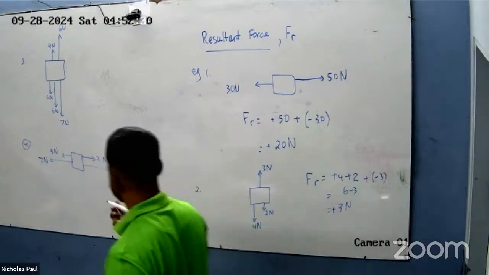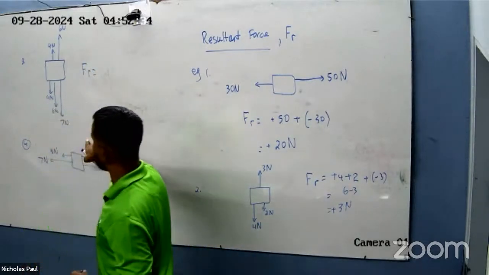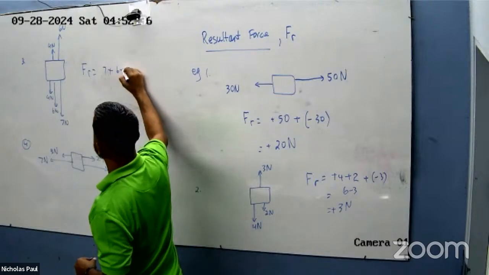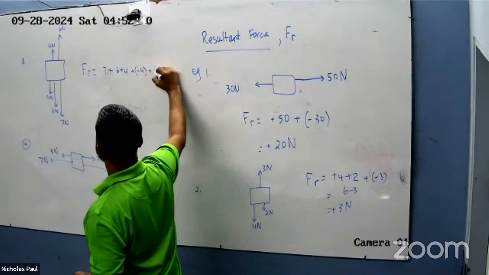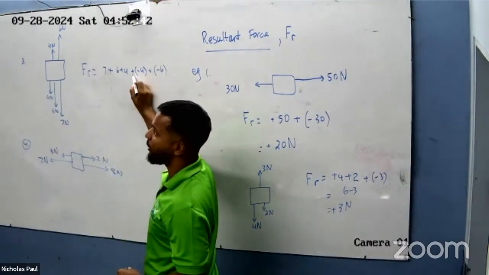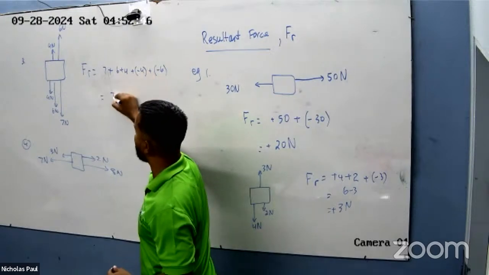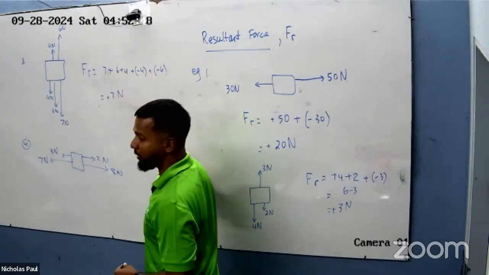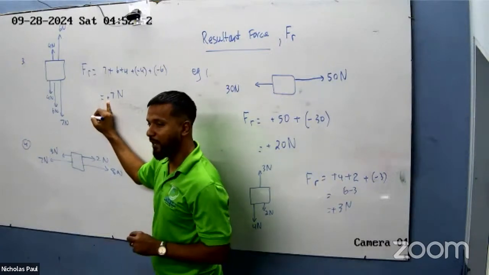So for the resultant force here, I chose down as positive. 7 plus 6 plus 4, and then you add in -4 -6. Nothing wrong if you write a minus sign here. Now cancel and you'll get +7 newtons. I'll leave the positive so you know the direction it's moving in.